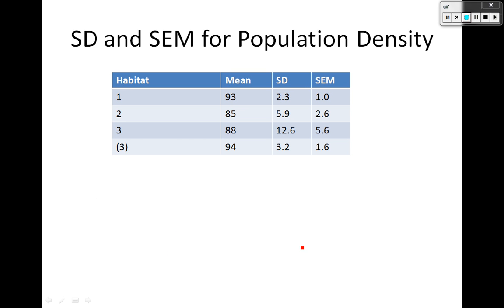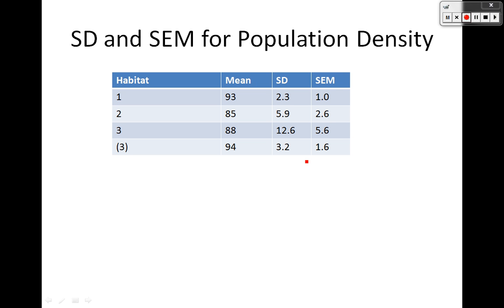So again, I've gone through and I've calculated all the standard errors of the mean, or standard error. I would go through and double check just to make sure you know what you're doing. Remembering that habitat 3, if we pulled out the outlier, now only has an n of 4. So keep that in mind if you're getting both of these, but you're off on this, it's probably because you forgot to change your n.